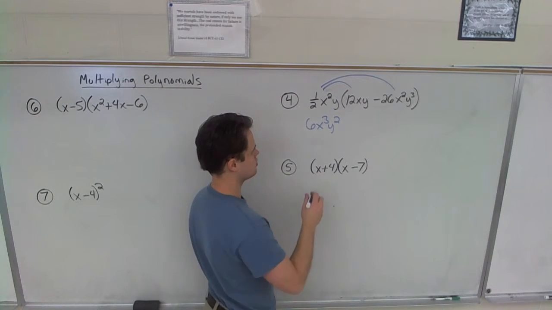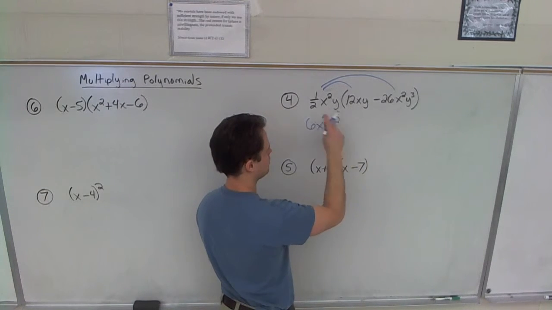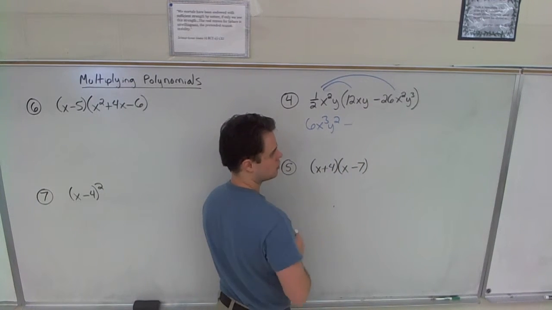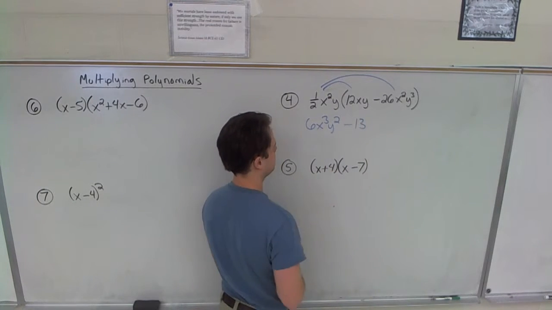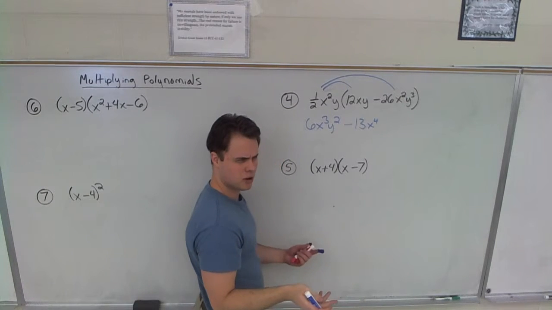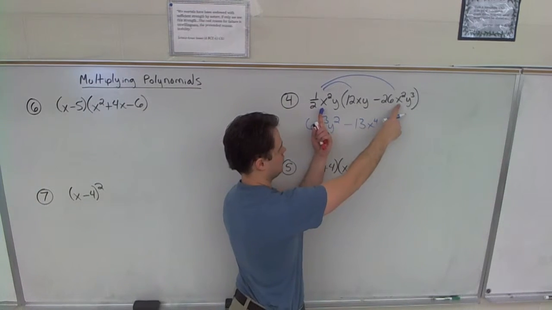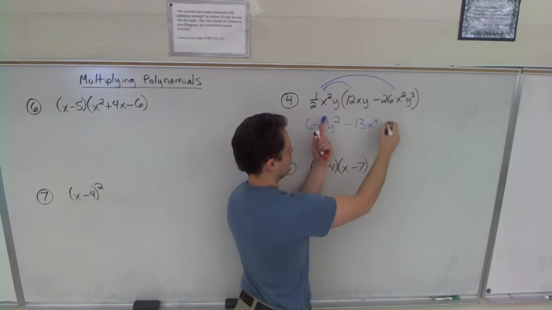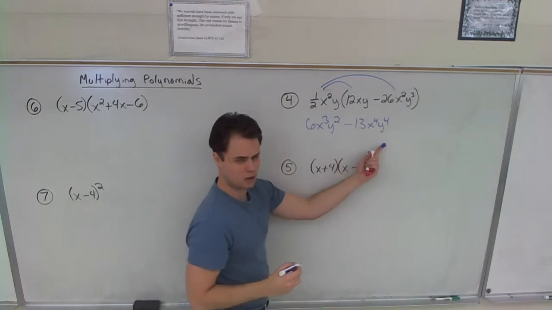And then what's next? Negative or positive? Negative. So positive times negative is negative 13, yep. X to the 4th. Where are they getting their 4th from? Right here, right? And then also y to the 4th.